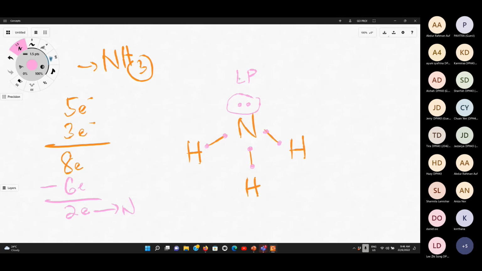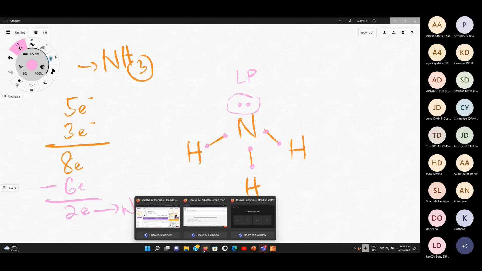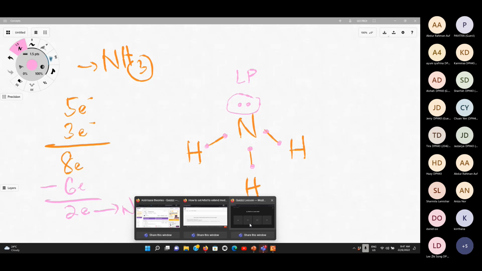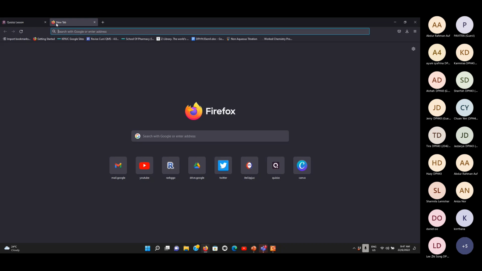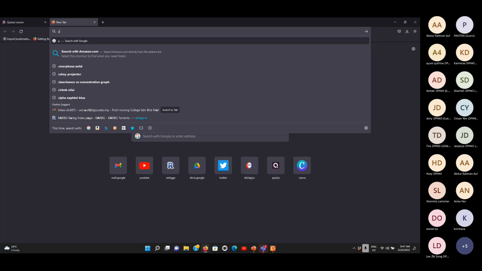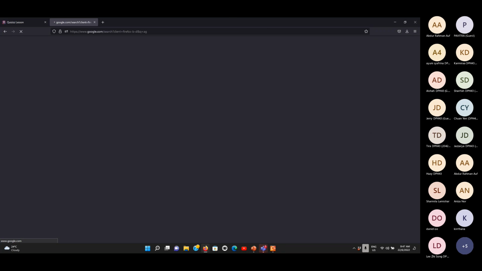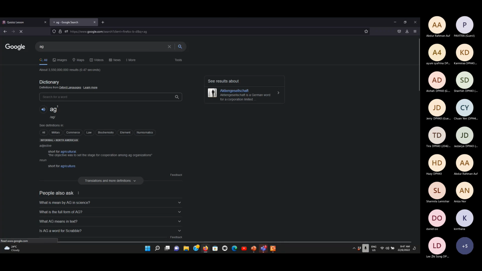So the answer adalah apa tadi ya? I forgot lah. The answer tadi adalah Ag plus. So let's look. Kenapa Ag plus is the answer? I forgot Ag plus duduk kat mana. Ag, silver, transition metal.